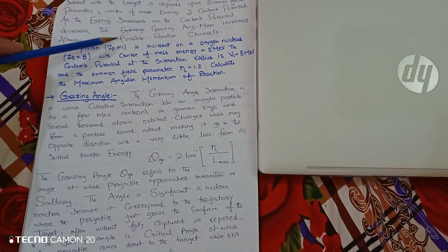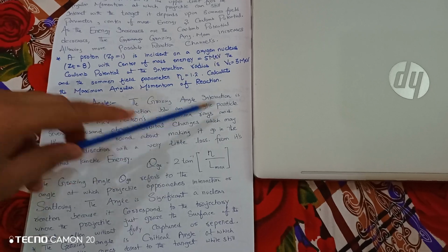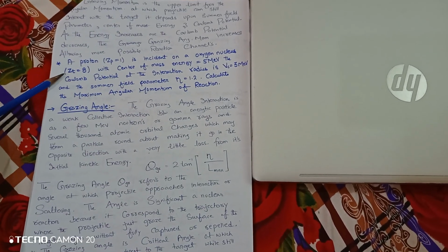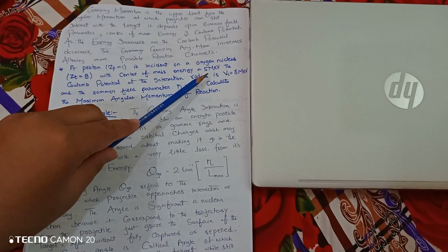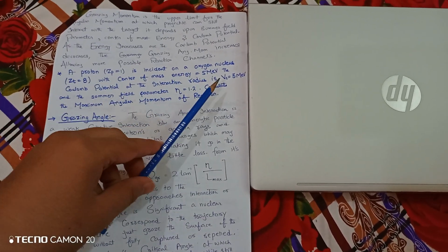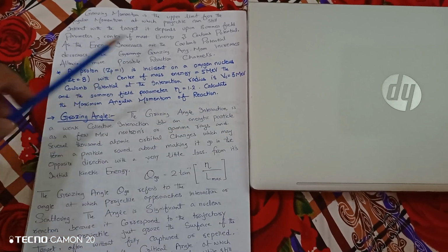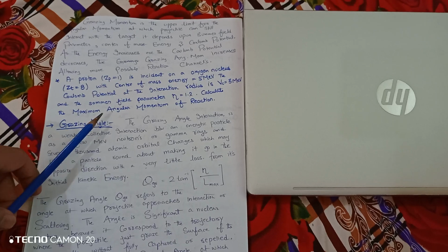Okay, so there is another problem. A proton with Zp equals 1 is incident on an oxygen nucleus where the target atomic number Z is also given, which is 8. The center of mass energy is 5 mega electron volts, and the Coulomb potential at the interaction radius is 3 mega electron volts. The Sommerfeld parameter eta is equal to 1.2. Calculate the maximum grazing angular momentum.